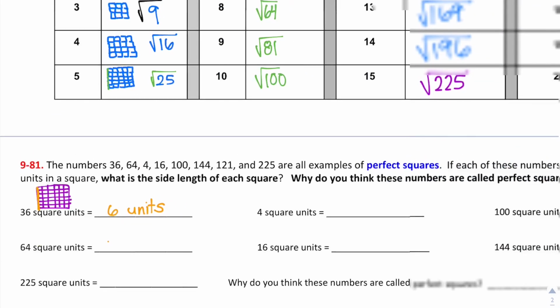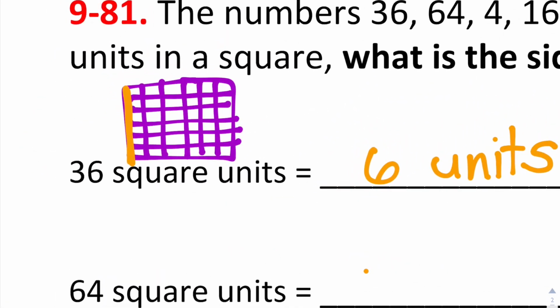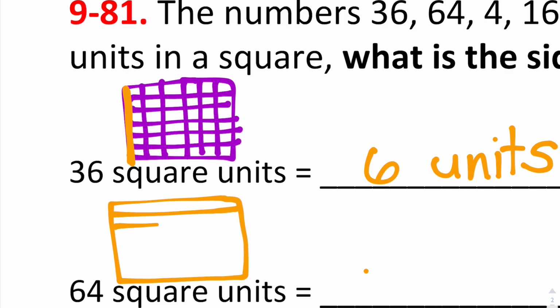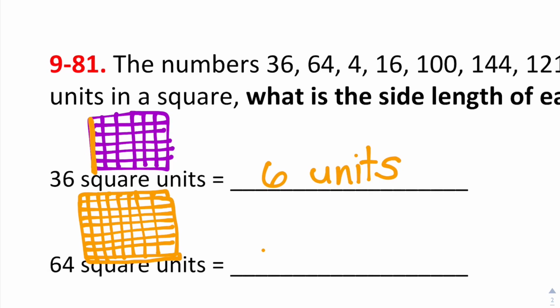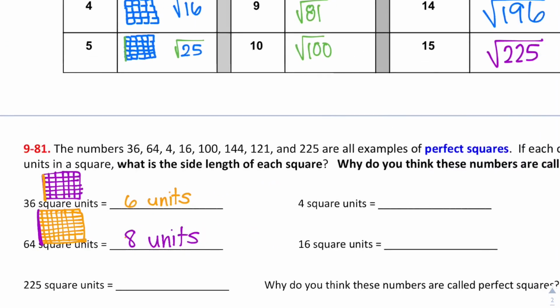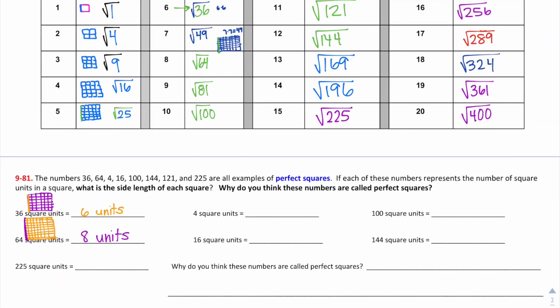If I have 64 square units, how many squares by how many squares would it be? Well, let's see here. I can do 1, 2, 3, 4, 5, 6, 7, and 8. And then again, 1, 2, 3, 4, 5, 6, 7, 8. Okay, that gives us a total of 64. So what's my side length there? What gives me that side length? It is 8 units.